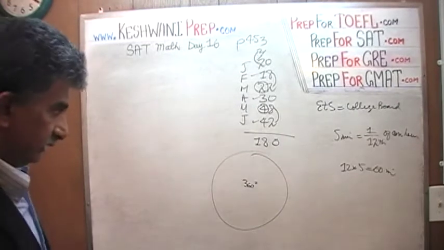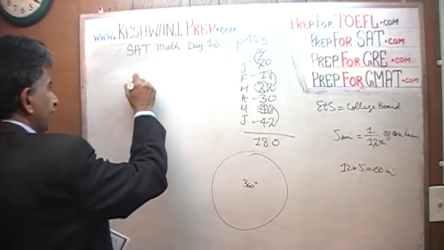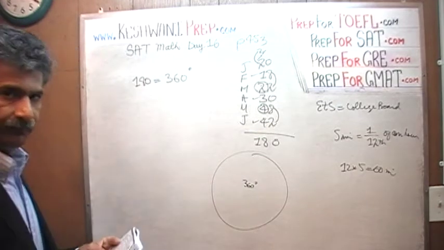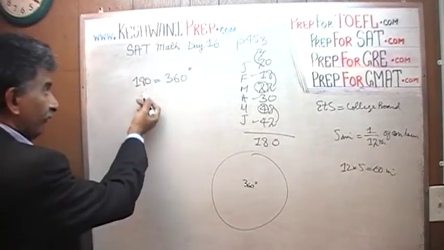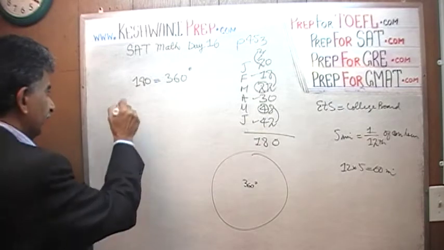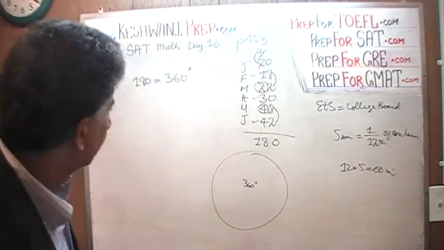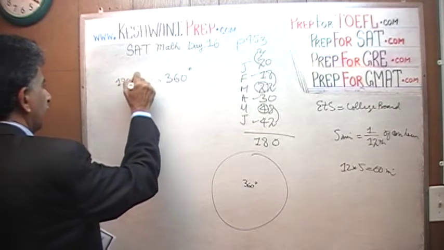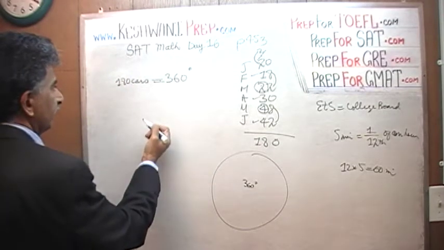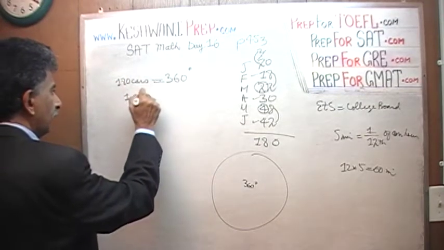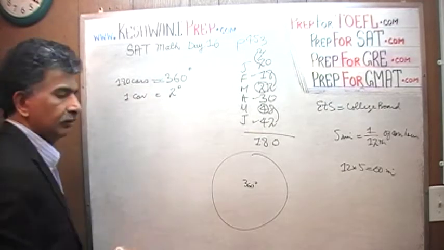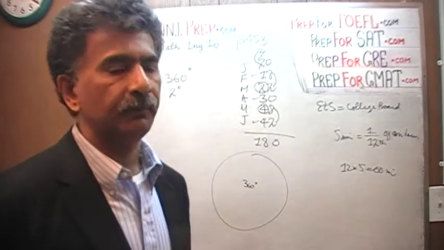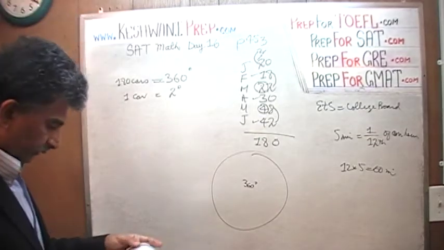The entire pie chart, which is 180 cars, equals 360 degrees, which is exactly double the amount. 180 cars equal 360 degrees. Therefore, one car equals 2 degrees. One car is represented on the pie chart by a 2 degree angle. Which month are we talking about?